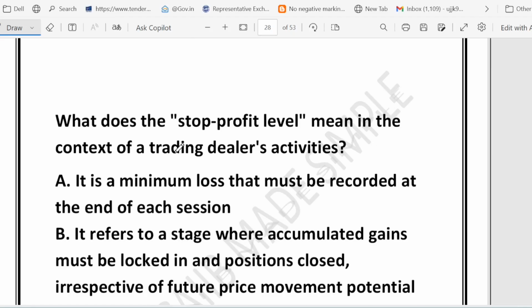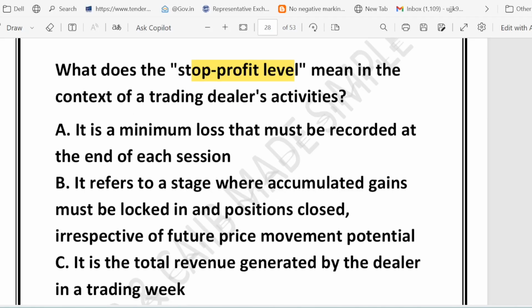So today we are going to talk about something that every trader, especially those in treasury or dealing room, must understand. That is called stop profit level. This question is asked most frequently. What does the stop profit level mean in the context of trading dealer activity? Sounds technical? Don't worry. By the end of this slide, you will know in the simplest possible way. So the option they are saying is the minimum loss that must be recorded at the end of each session.